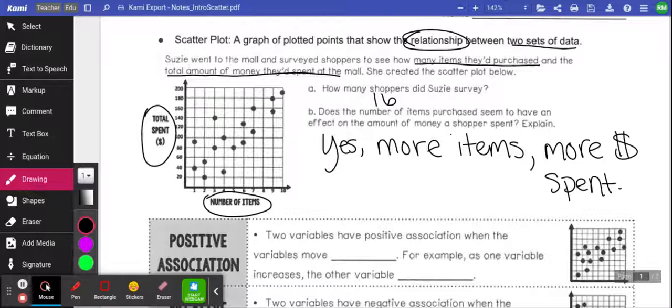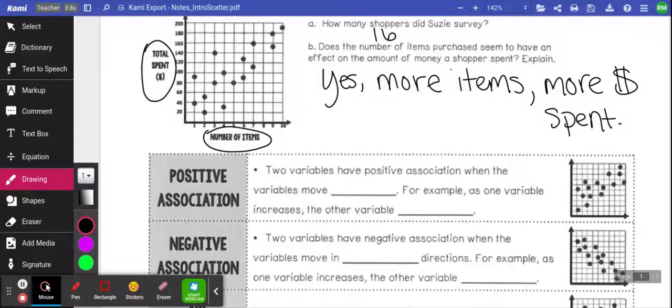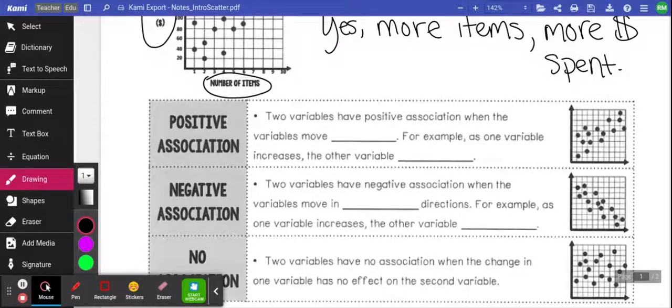Positive. What gives you that clue that it's going to be positive? Can we see that the dots are kind of going in this upward motion? Yes. Those things tell us that it's positive. So for our fill-in, it says two variables have a positive association when the variables move together.